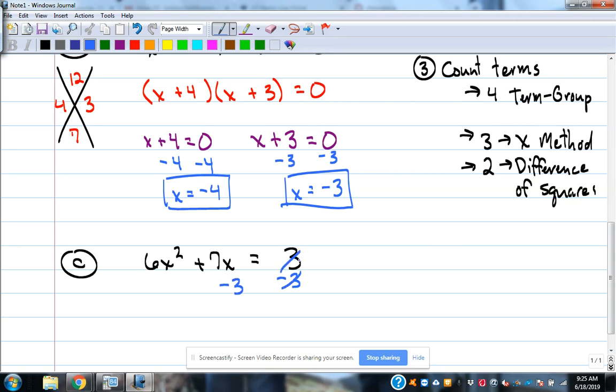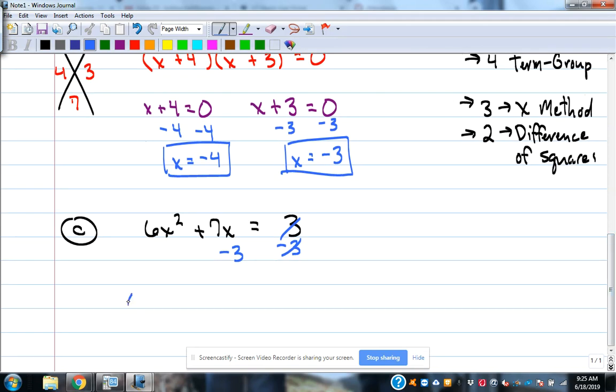And it doesn't have any like terms over here. If it did, we would subtract it from its like term. 3 is a regular number. These both have x's, so they're not like terms. So we would then have 6x squared plus 7x, and then -3 is equal to 0. And so we're going to take that, and we're going to do the rules of factoring with it.